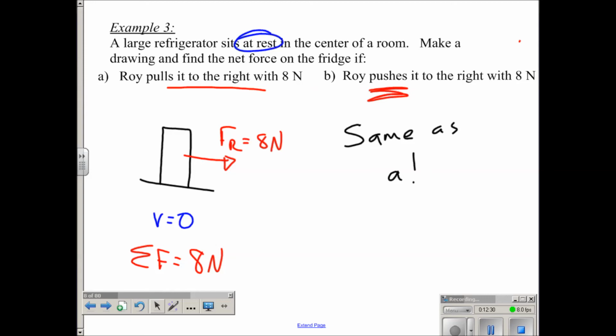Okay. Again, it does not matter whether it's being pushed or pulled. What matters is the direction. And in both cases, my direction is right. And that's the important part. And that is why this arrow points to the right. Okay? So let's move on and do another example.